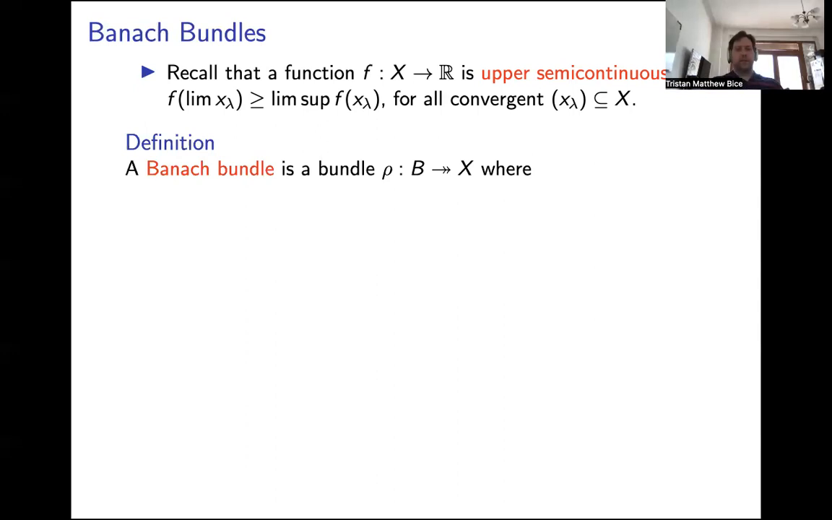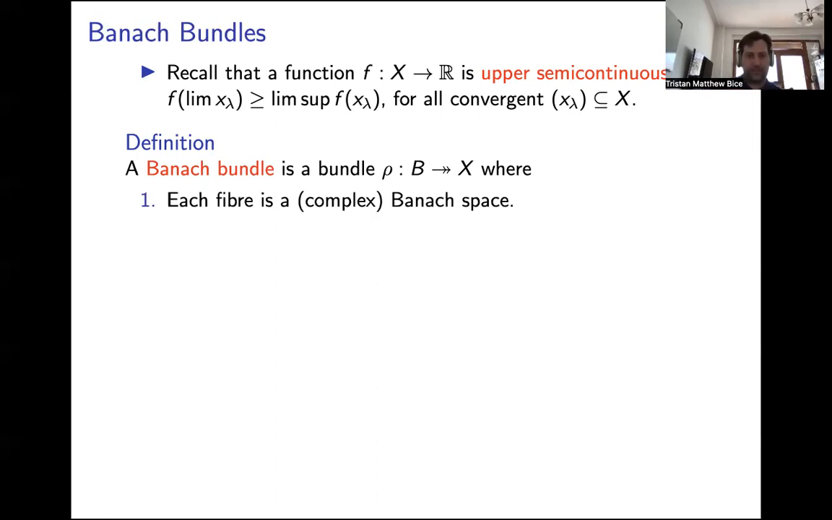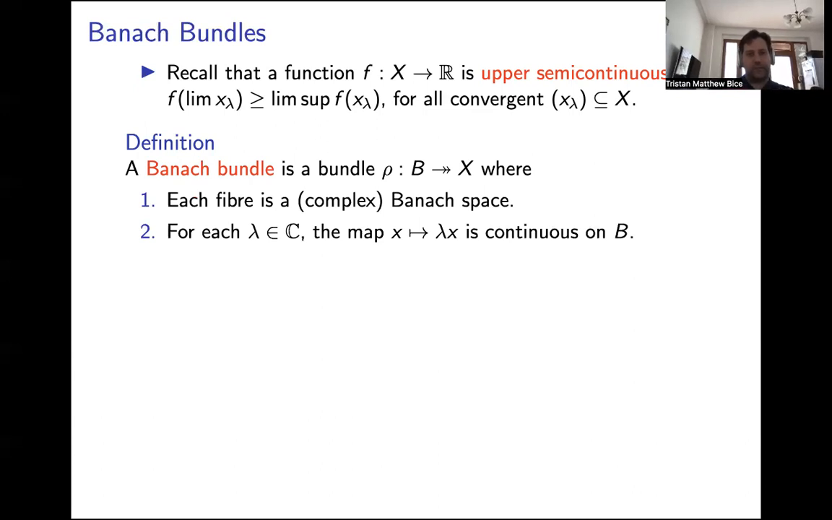Okay, so what's a Banach bundle? Well, it's a bundle. It's an open continuous surjection from some topological space B onto X, where moreover, we know that every fiber is a complex Banach space. For each particular scalar, we know that the map you get by taking any element of the total space to scalar times that, because we can do that since it's a Banach space, we want to be continuous. So this is I guess many statements in one, right? There are many different scalars you could use, but it's saying each one of the maps you get is a continuous map on the total space B.